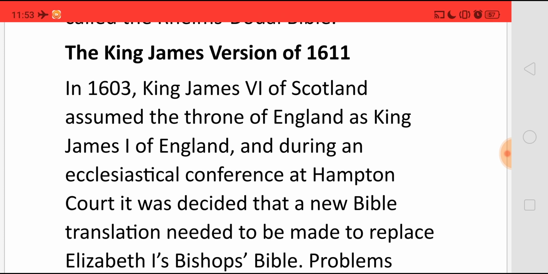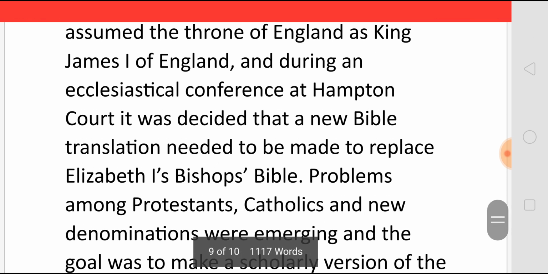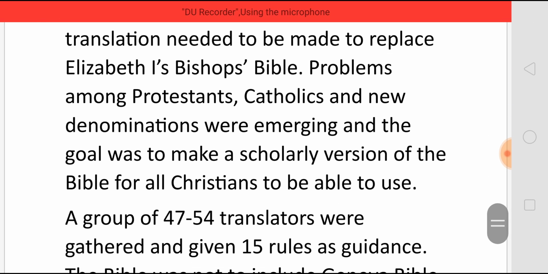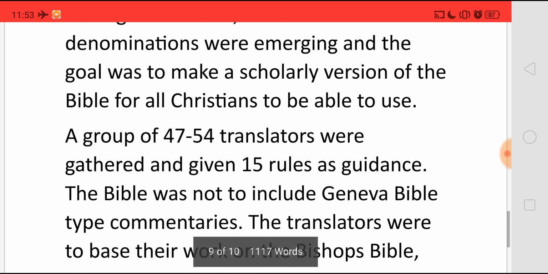The King James Version of 1611. In 1603, King James VI of Scotland assumed the throne of England as King James I of England, and during a conference at Hampton Court, it was decided that a new Bible translation needed to be made to replace Elizabeth I's Bishop's Bible. Problems among Protestants, Catholics, and new denominations were emerging, and the goal was to make a scholarly version of the Bible for all Christians to use.